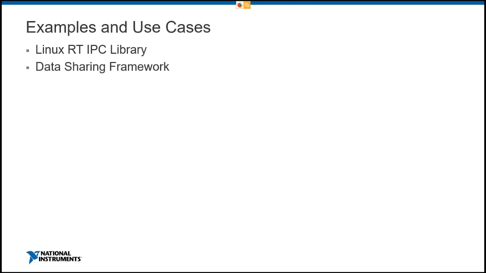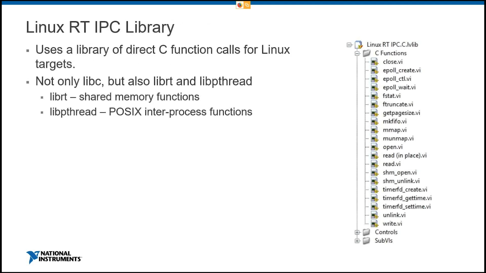So I'm going to go through really quick some example use cases that I did. A couple of years ago I made the Linux RT interprocess communication library. It was for a Woodward engagement, and I made that with some of the guys on our team. The idea here is that it did the same exact approach. I had a lot of C functions that I needed to implement to make all this interprocess communication work.